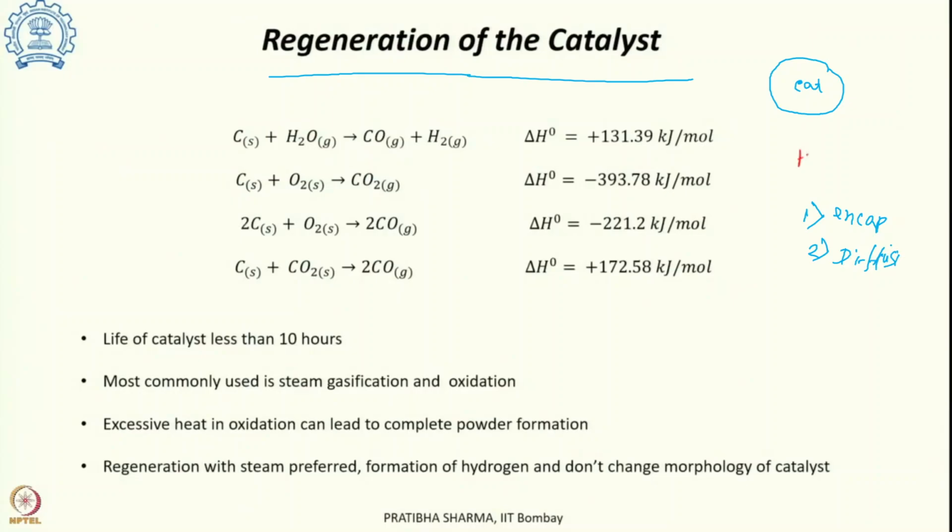Diffusion, encapsulation and diffusion. Which one is better from our point of view? Diffusion. We will always prefer diffusion, because if diffusion occurs, the active site will not be drastically reduced, but if encapsulation occurs, the active site will drastically reduce and the reactions will be very slow.